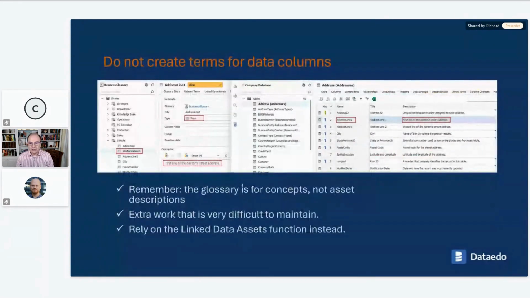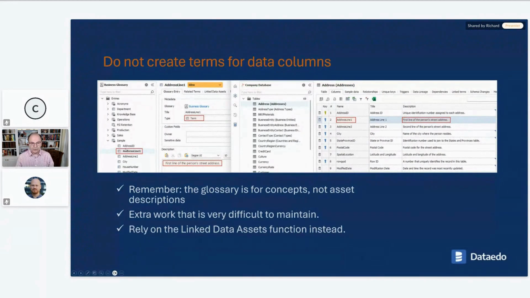Now, I did promise that I was going to give you a warning here. The warning is this: don't be tempted to create glossary terms for your assets in your data dictionary. In this example, right here, you can see in this addresses table, we have a bunch of columns, and I created all of those columns over here in the Business Glossary as entries. The problem with this is that it blurs the lines between the purpose of the glossary and the dictionary. Remember, the glossary is about concepts and the dictionary is about defining assets.